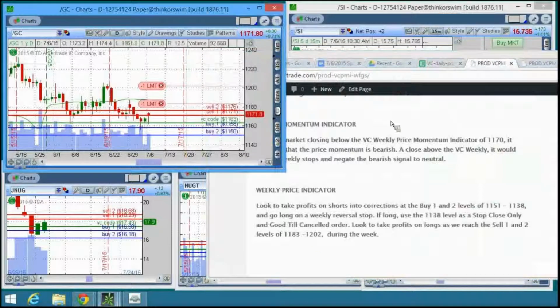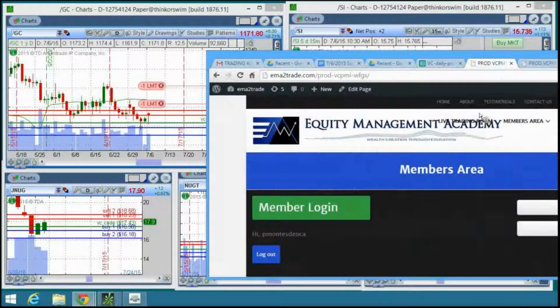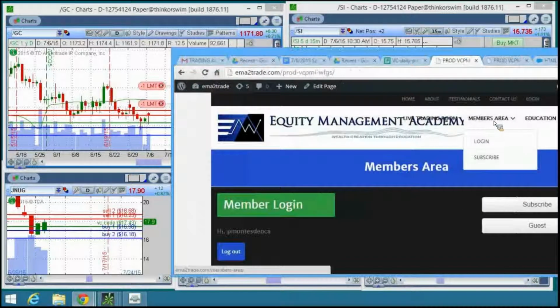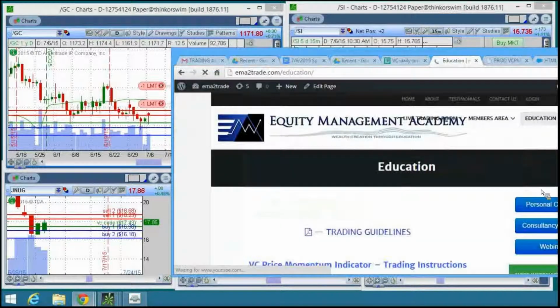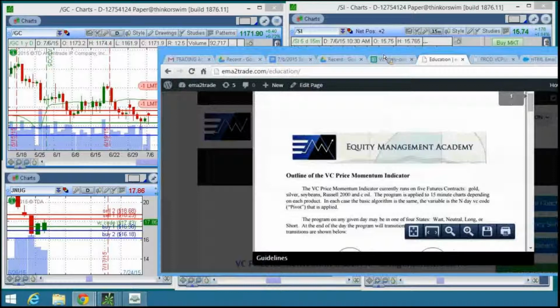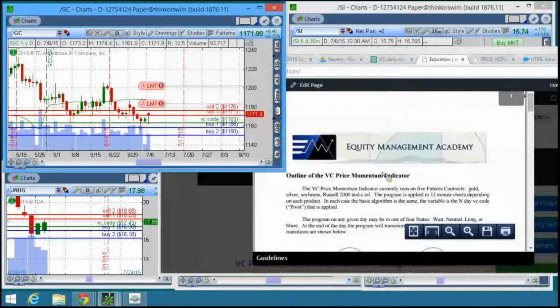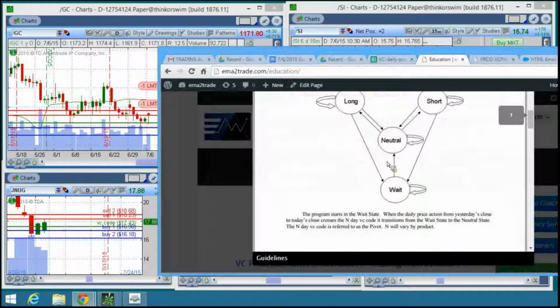The logic behind these algorithms is a very basic logic. If you want additional information, you can go to education and click on the trading guidelines, and the trading guidelines give you a very clear picture of how to deploy the algorithm.